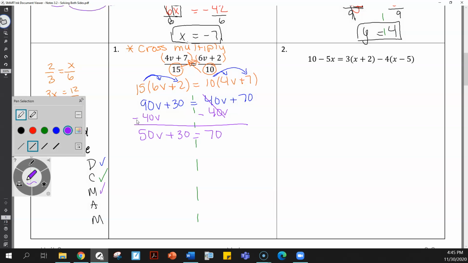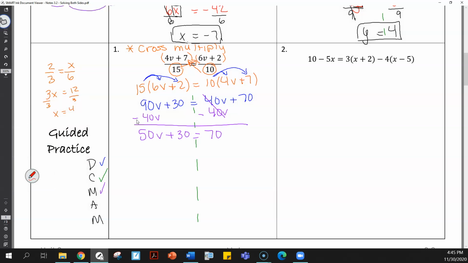Now that they're all on the same side, I'm going to add or subtract to get my variable term by itself. So my variable is V. My variable term is everything connected to that, so 50V. 50V is not currently by itself. I have a plus 30, so I'm going to subtract 30 to get rid of that. 50V comes down. My 30s disappear. They reduce to 0. 70 minus 30 is 40.